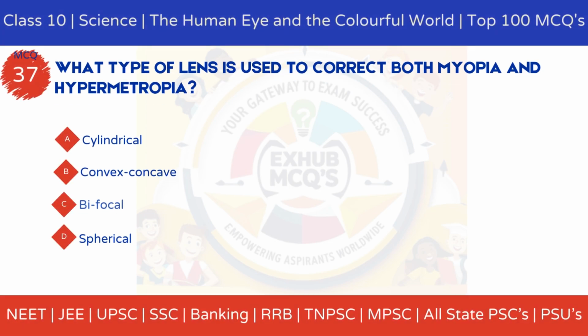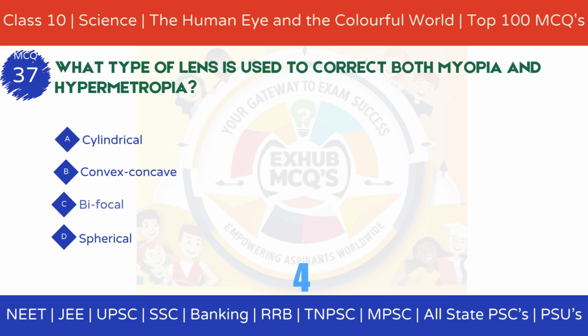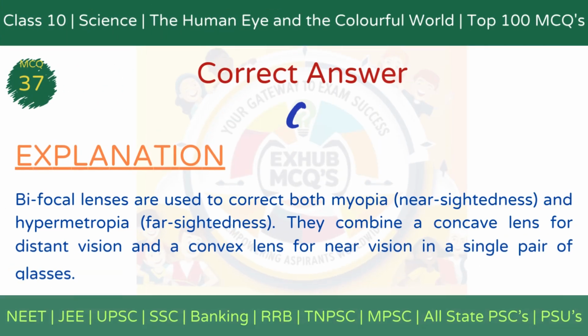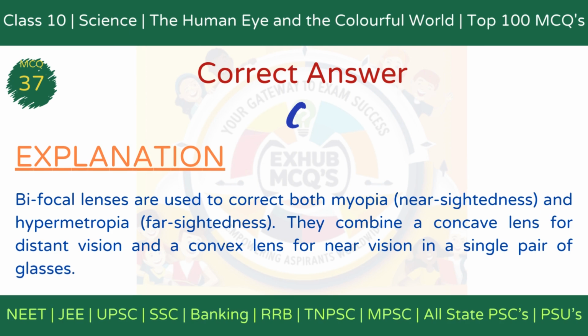MCQ 37. What type of lens is used to correct both myopia and hypermetropia? Option A, cylindrical. Option B, convex concave. Option C, bifocal. Option D, spherical. The correct answer is option C, bifocal. Explanation. Bifocal lenses are used to correct both myopia (nearsightedness) and hypermetropia (farsightedness). These lenses have two segments, one for distant vision and one for near vision.